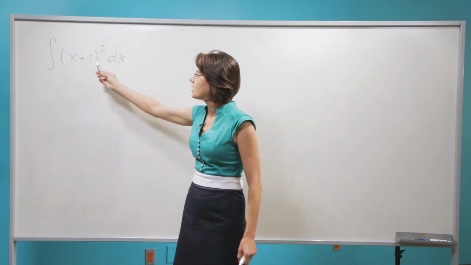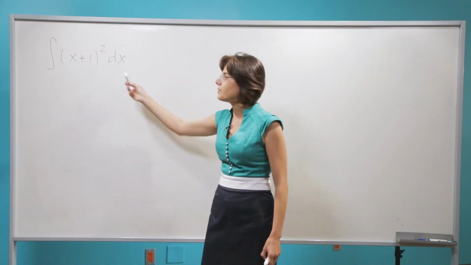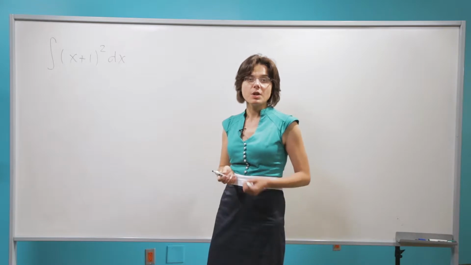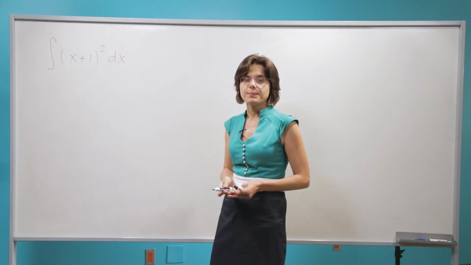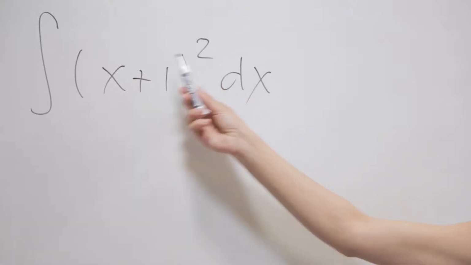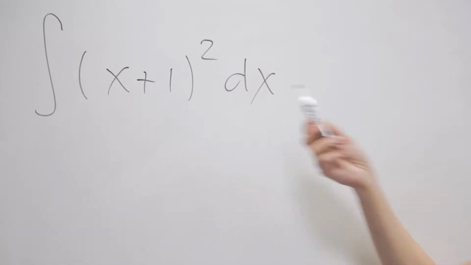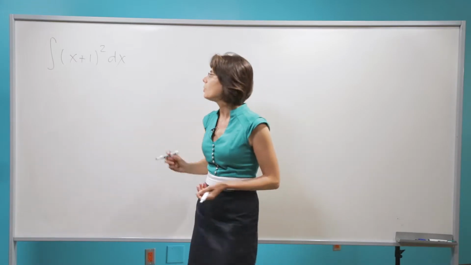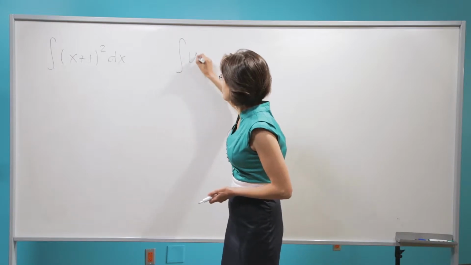Of course, we can expand the square, simplify this function and integrate step by step, but what if we wouldn't be able to simplify it? Well, we don't have the formula to integrate the function (x + 1)^2. But what we know is that we can integrate something like that.